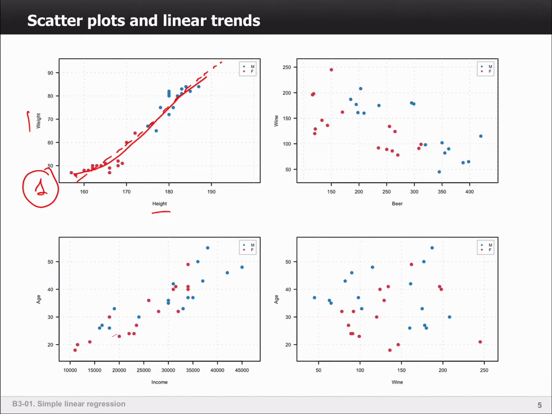And what can we say about this relationship? We can see that if height goes up, the weight goes up as well. And if height goes down, the weight goes down. Okay, so this is the kind of relationship we have.